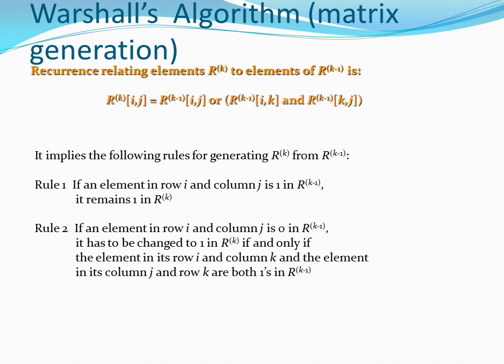Warshall's algorithm. The rules used here: if an element in row i and column j is 1 in R of k minus 1, it remains 1 in R of k. If an element in row i and column j is 0 in R of k minus 1, it has to be changed to 1 if and only if the element in its row i and column k and the element in its column j and row k are both 1 in R of k minus 1.